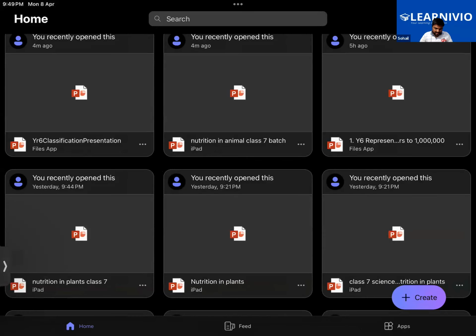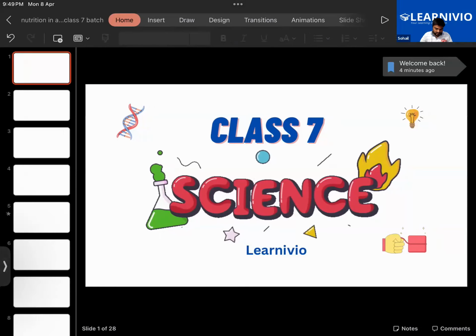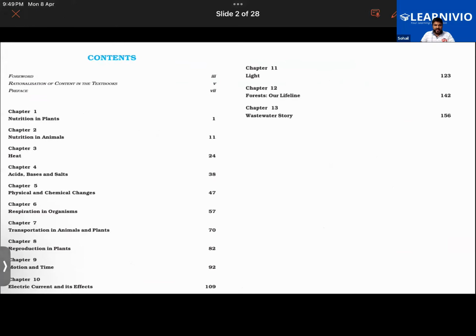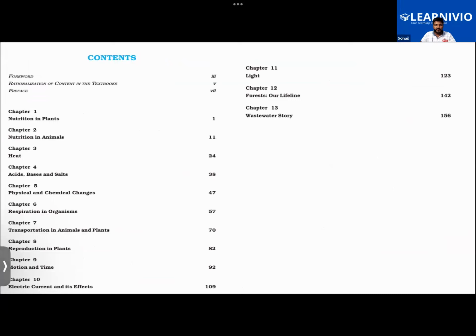We are going to start a new chapter today, that is nutrition in animals. That is chapter number 2. Okay, now have you guys seen the syllabus of class 7th? No, you guys haven't seen the syllabus of class 7 science. So have a look at the syllabus in the slide here. The first chapter you are having is nutrition in plants. Then you have nutrition in animals, so on.